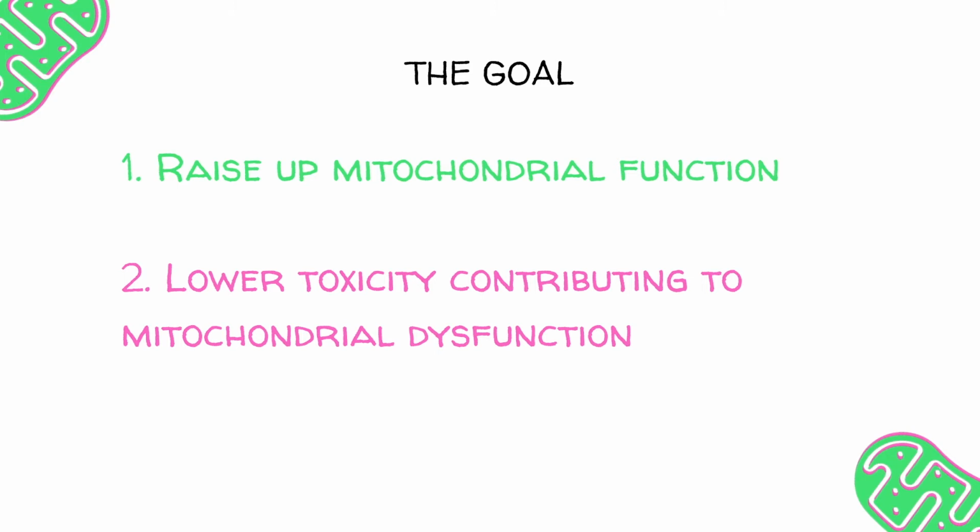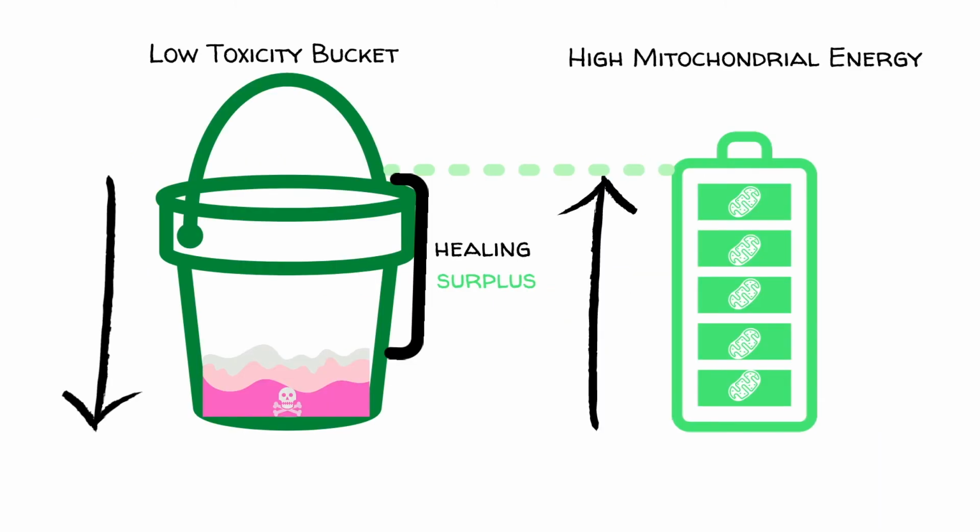Therefore, the goal of our approach that we depict in the Mitochondria Mastery Map is to both raise up mitochondrial function while also lowering the toxicity that is contributing to mitochondrial dysfunction. So we have a two-pronged approach here, but it is all centered around the mitochondria. In doing this, we can achieve a rebalancing where our mitochondria battery is closer to full and our toxicity bucket is much lower, allowing the body's natural healing processes to finally get on top of what's happening in the bucket and managing it. So this is when we achieve a healing surplus.